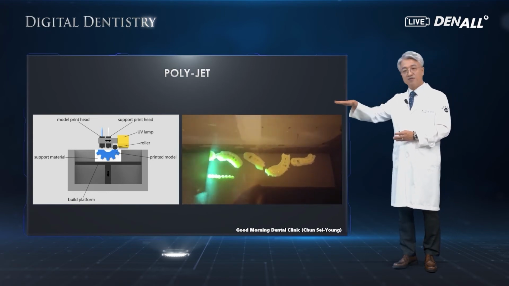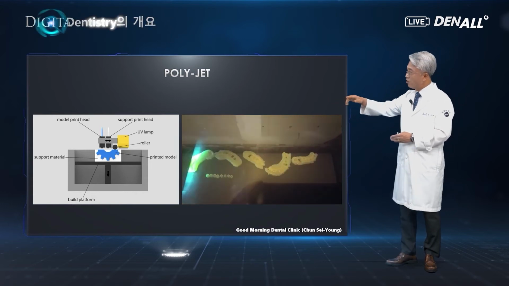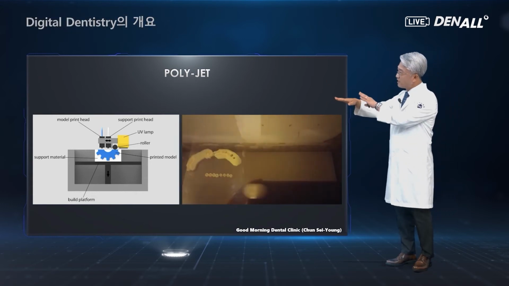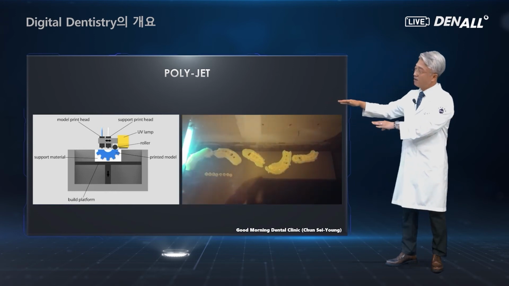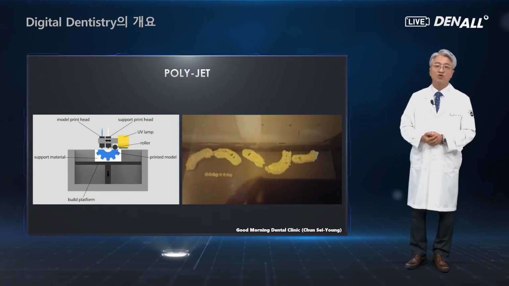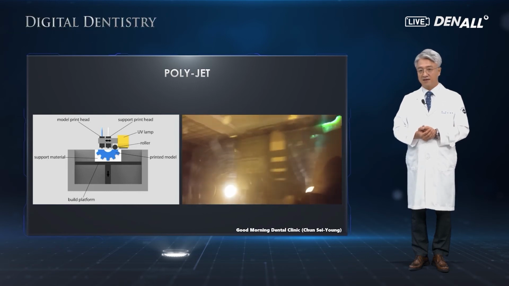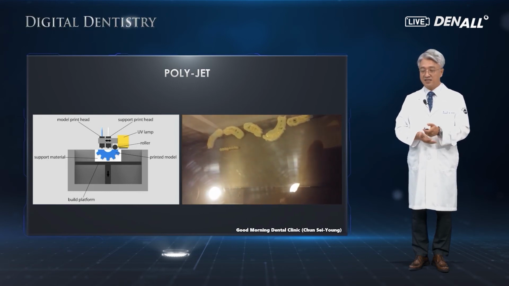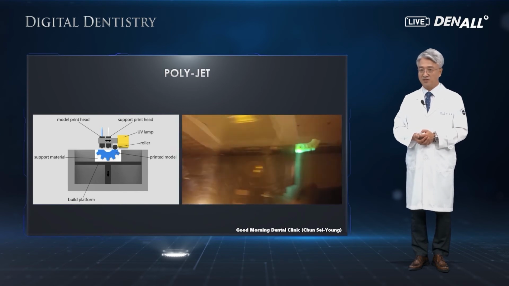At the top, nozzle and the UV lamp are moving. From the nozzle, materials are sprayed. The sprayed material is immediately cured by an UV lamp. It can be used for mass production, so it can print very fast. And you need to pay attention to this type of printer as well.